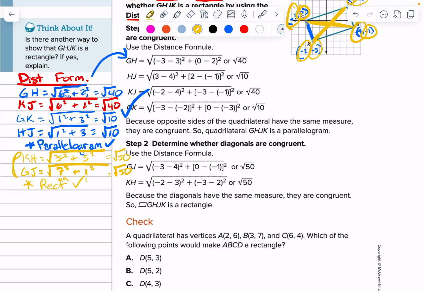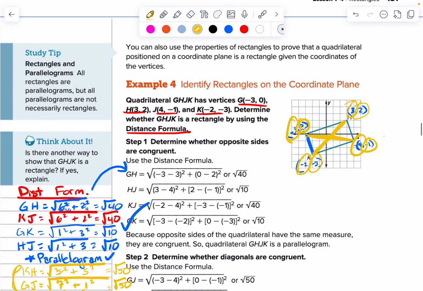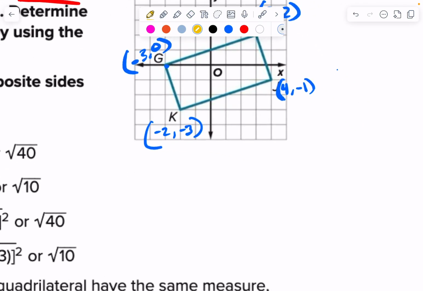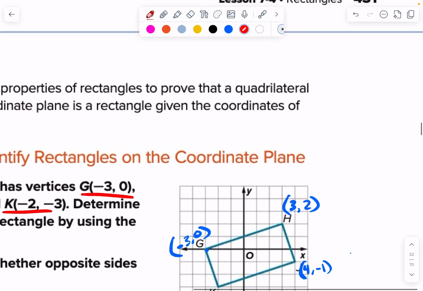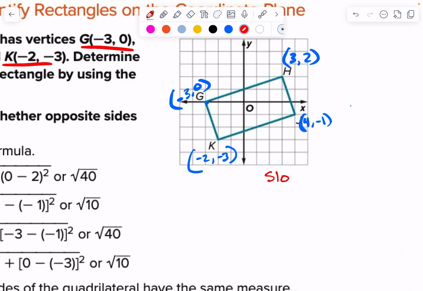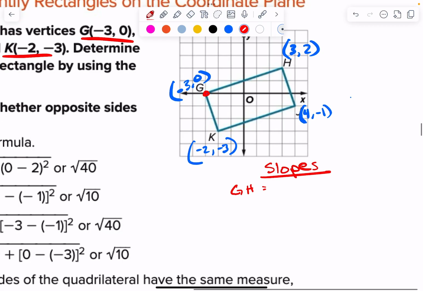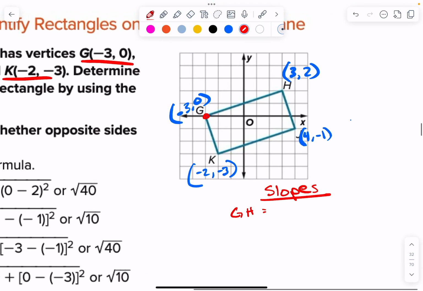Now I'm going to do one more thing, and it is proving this by using slopes, which is a little bit shorter of a process. I'm going to do this by using the slope formula, and I want you to follow along, because you do have a homework assignment where you have to prove it by doing slopes. I'm going to go from G to H. You can use the coordinates and do y2 minus y1 over x2 minus x1, but I'm just going to look at the slopes here.